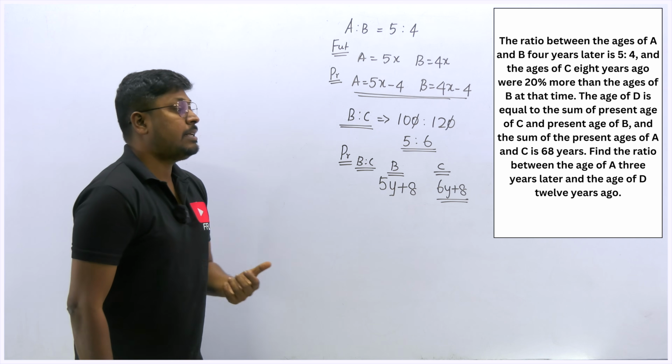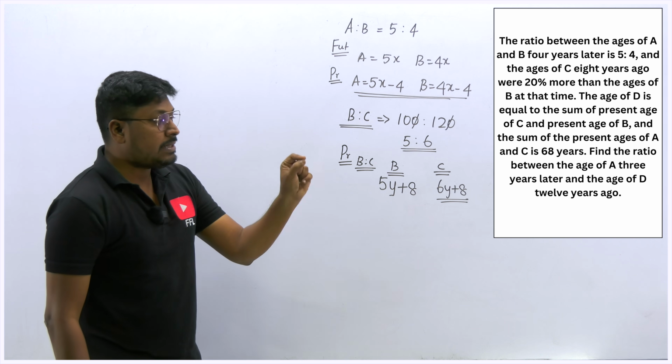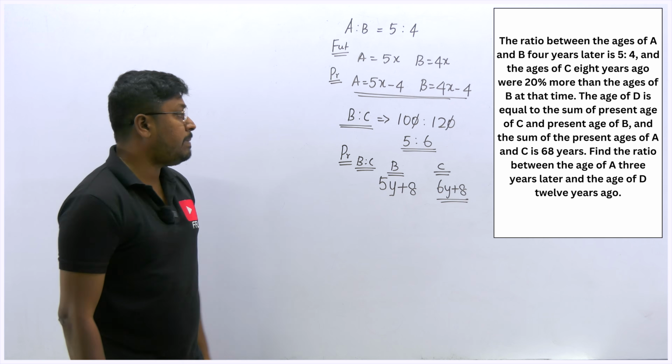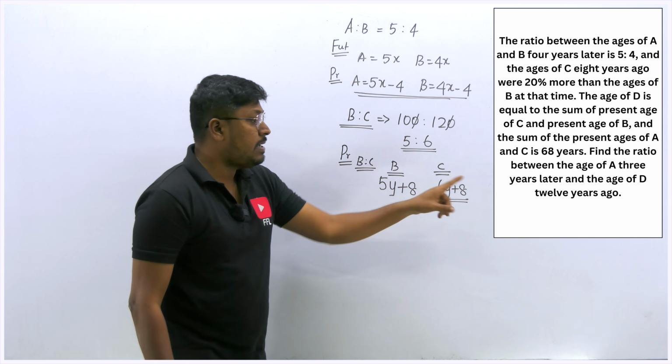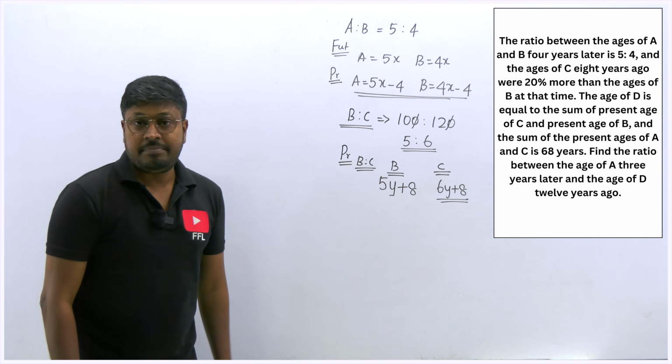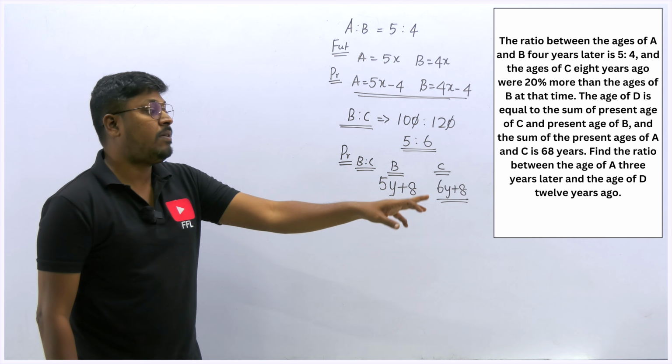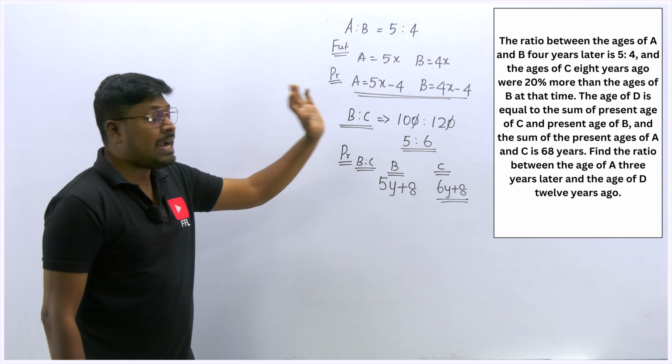So now what is the third point? The age of D is equal to the sum of C and B. So the sum of C and B, right? When you add C and B, that should be the age of D, right? So D is equal to the sum of C and B. Okay, let me add and we can find the answer.